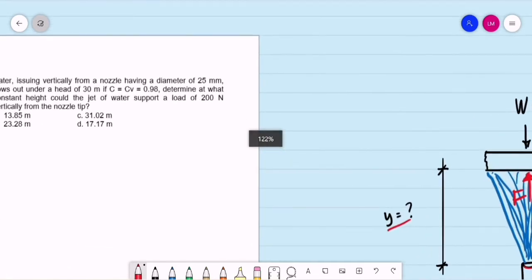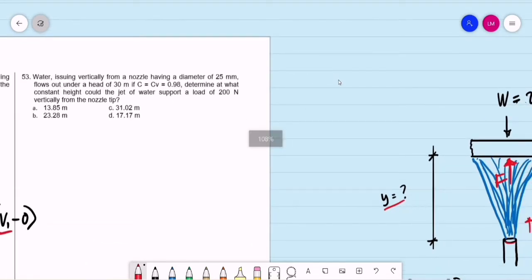So, I don't know, but the closest here, maybe try to compute using stored values. 13.85. So, the closest to 13.919. Okay, so our answer here will be letter A.